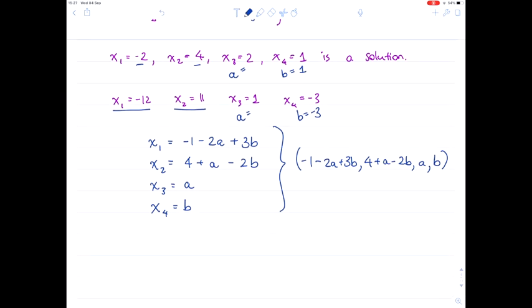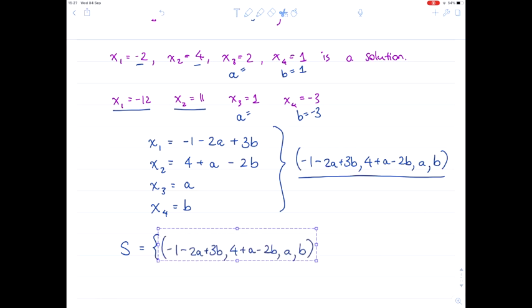So if we want to write our solution set, we want it to be the set of all points of this form. So let's just copy that straight over. So we want all the points of this form where we have a and b drawn from real numbers. So this is our infinite solution set.